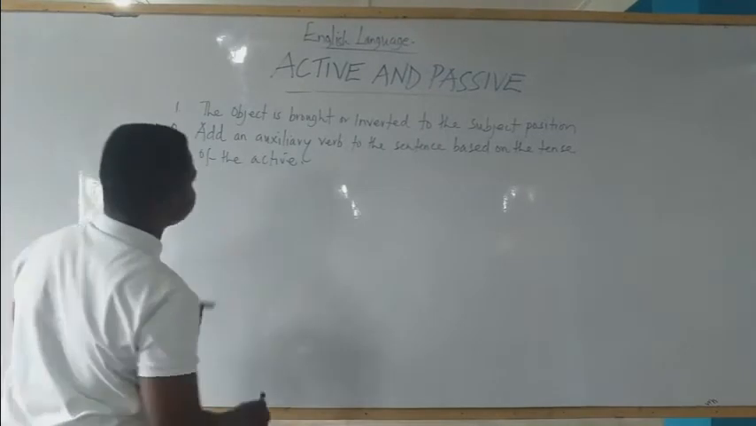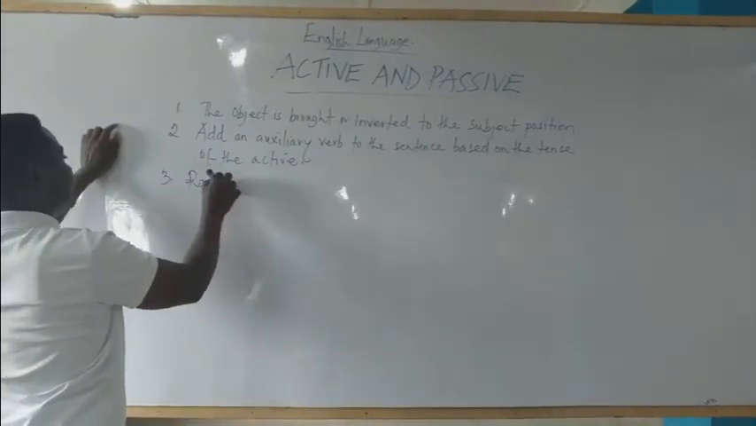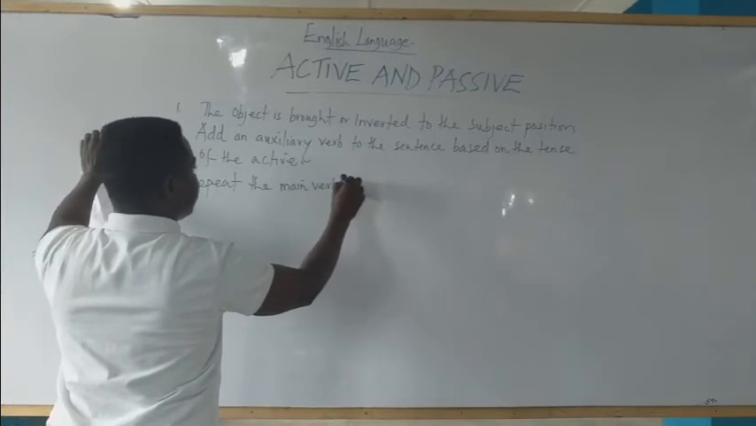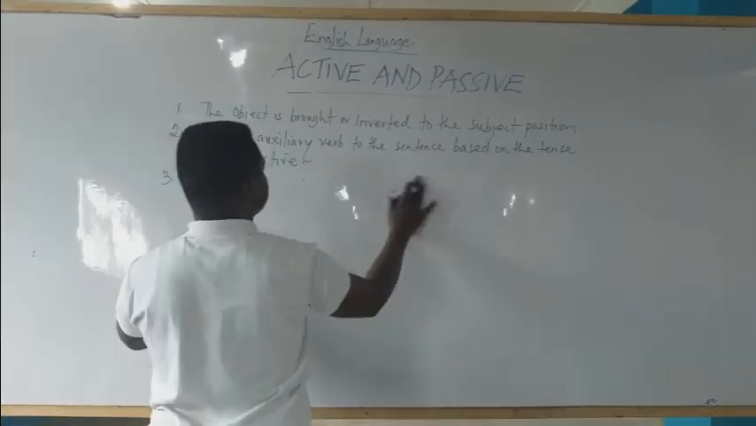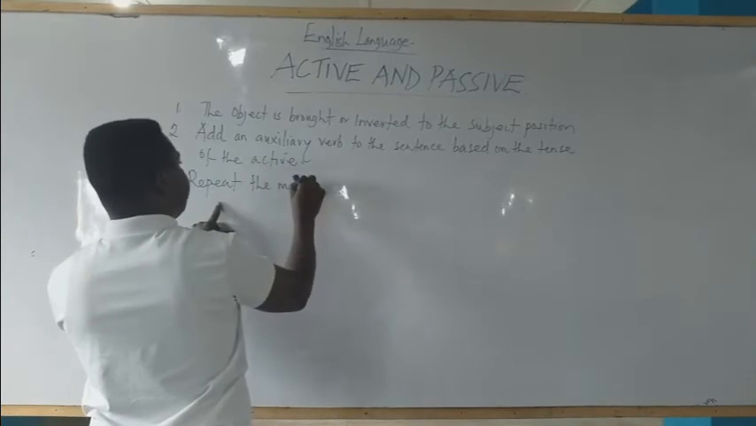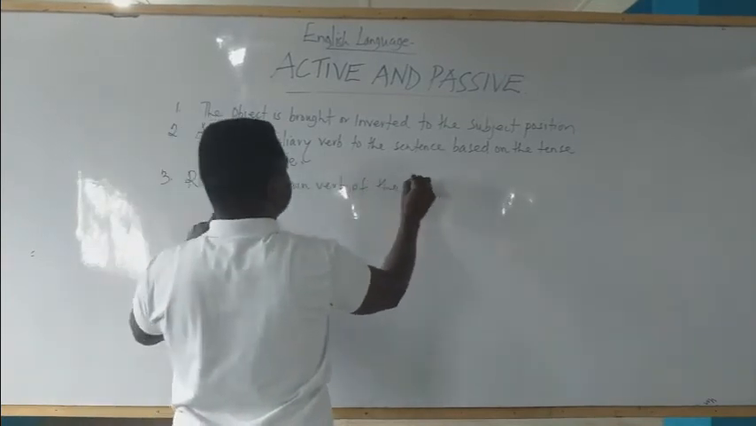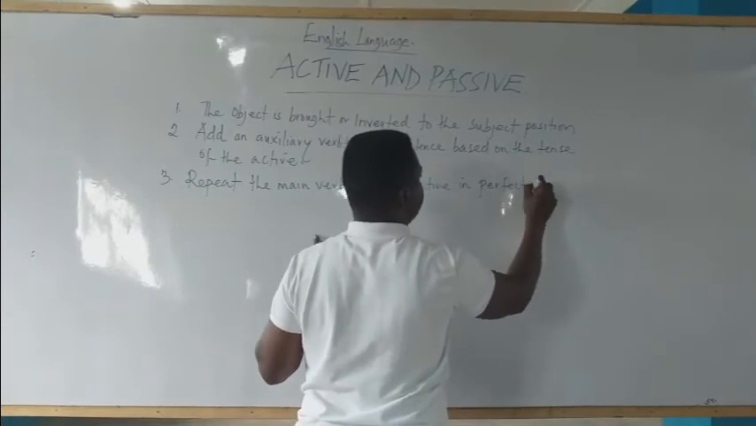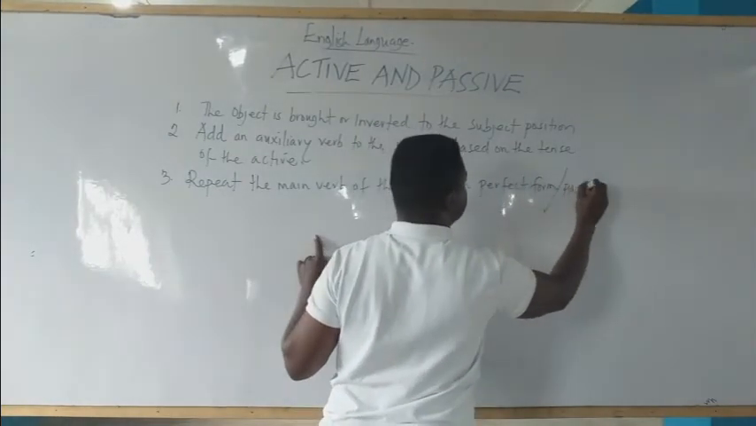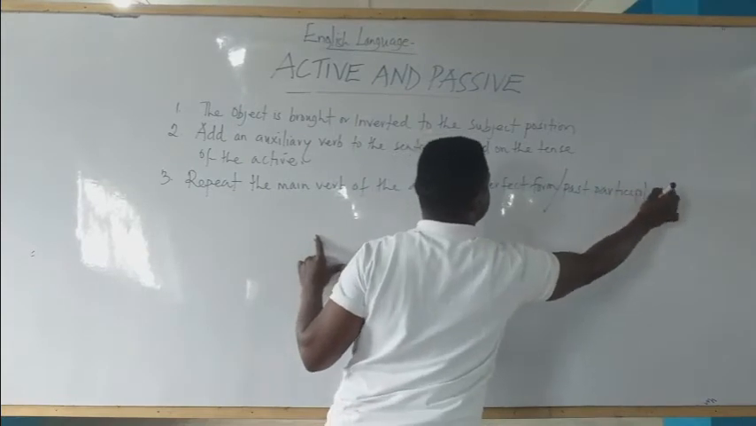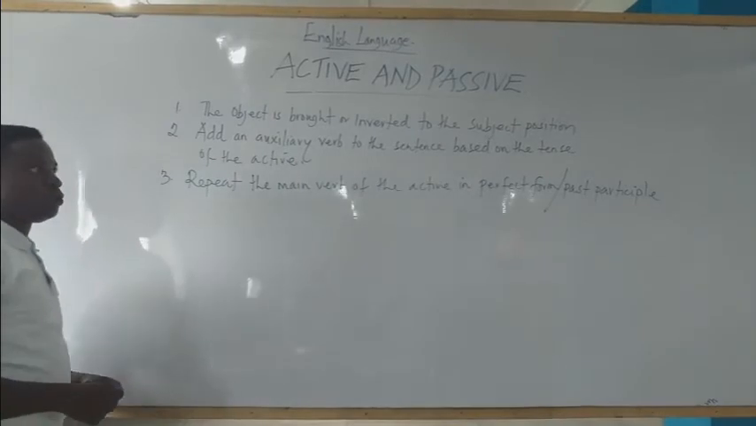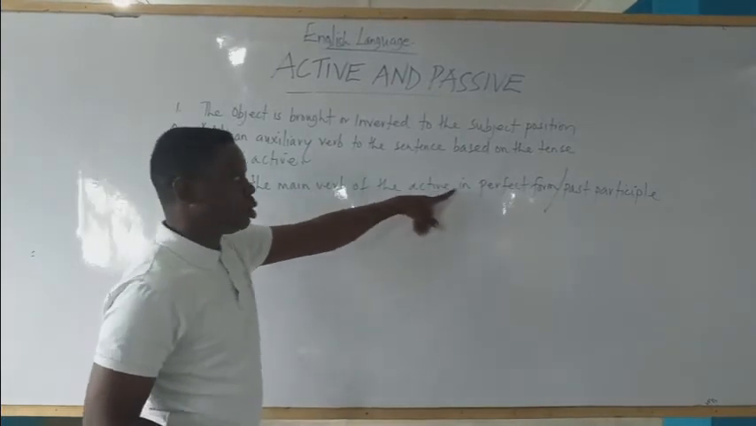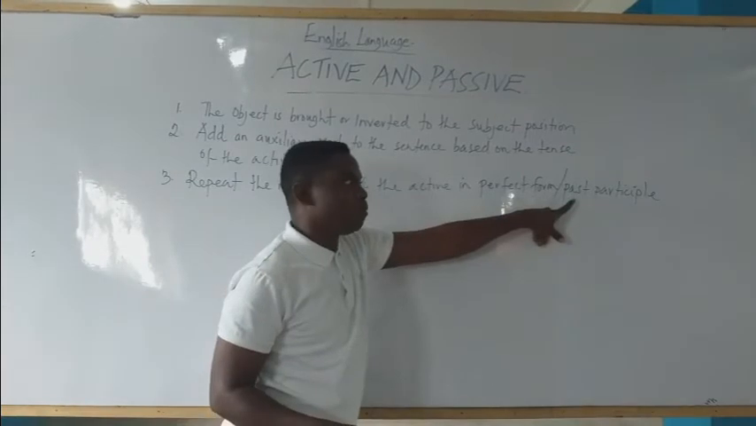The third step is that you repeat the main verb of the active in perfect form or past participle. That's the third step to be taken in the course of changing from active to passive. Three, repeat the main verb of the active expression. You repeat the word in perfect form, otherwise called the past participle form.